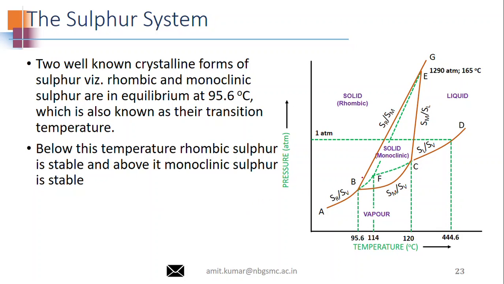So two well-known crystalline forms of sulfur are rhombic and monoclinic, and they are at equilibrium at 95.6 degrees Celsius, which is also known as the transition temperature of going from solid rhombic to solid monoclinic. That means below this temperature, rhombic sulfur will be present, and above this temperature, monoclinic sulfur will be more stable than rhombic sulfur.